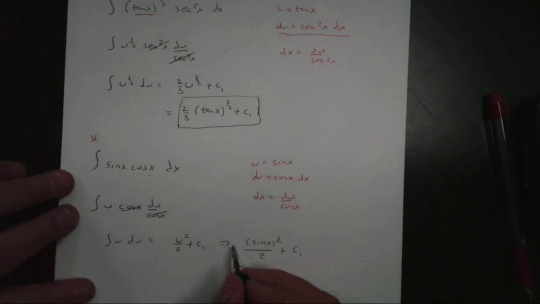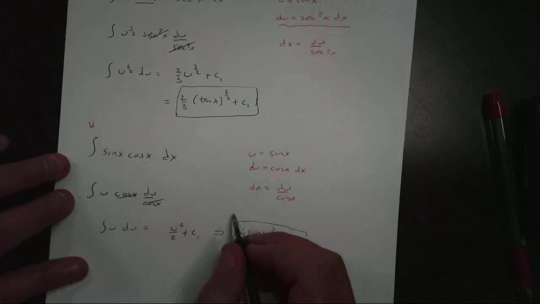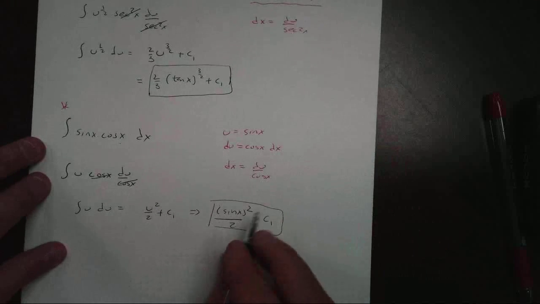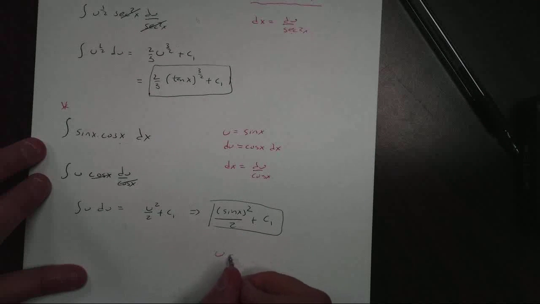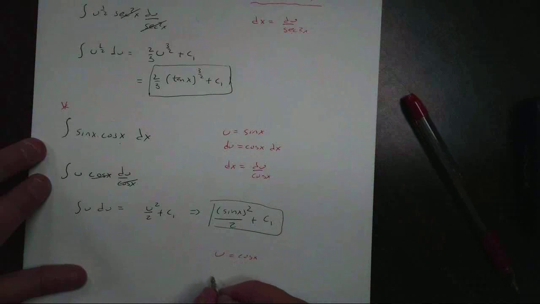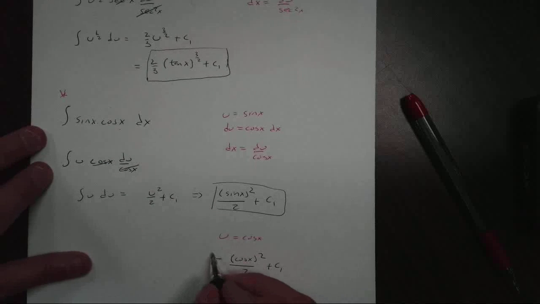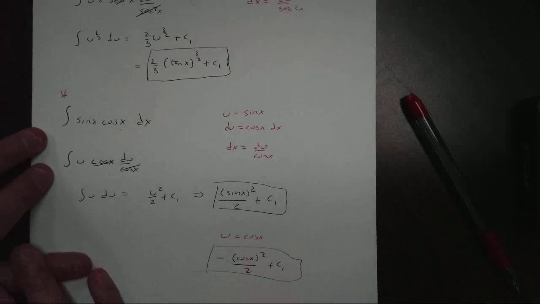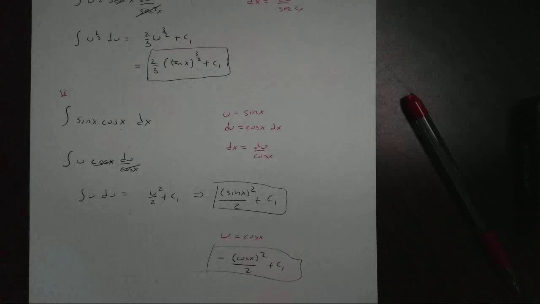Now, had you let u equal the cosine of x, you would get this answer. Negative cosine of x squared over 2 plus c1. Different answer, but it would be correct as well. So take a look here, try these again, watch the video again if you can, okay, and I'll see you guys later. Bye.